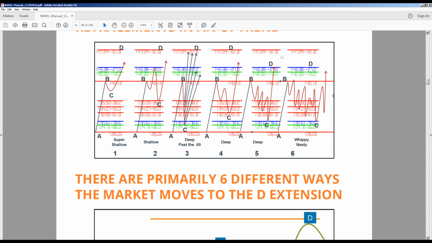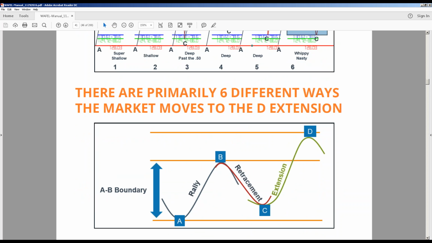Then you also have another way that the market can move inside the AB boundary, and this is what we refer to as a whippy, nasty, lashy movement, where it's just extremely volatile as it retraces to the C, and then it continues being volatile all the way from the C to the D.